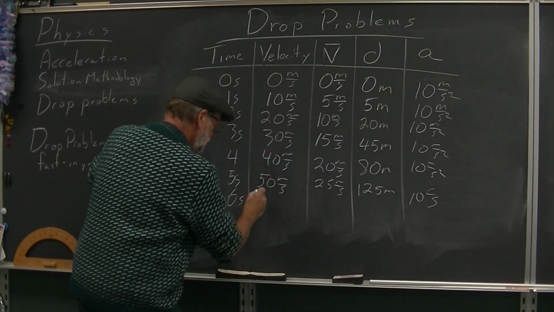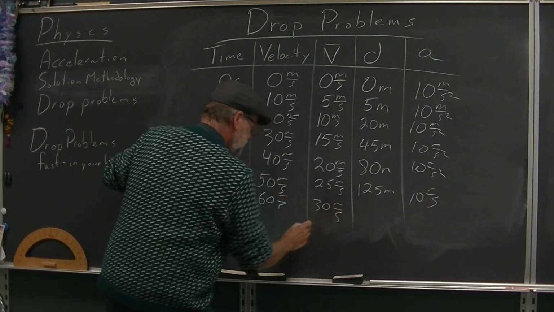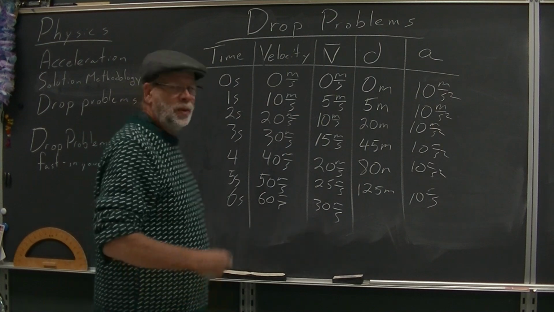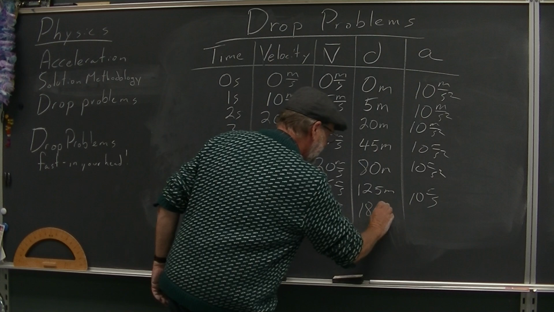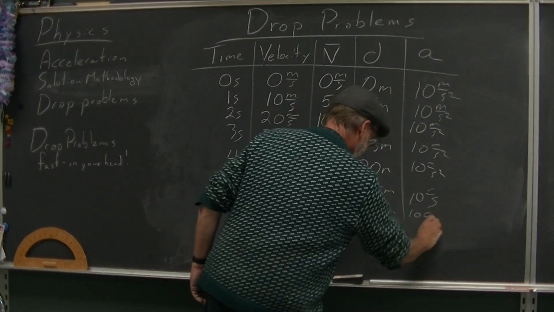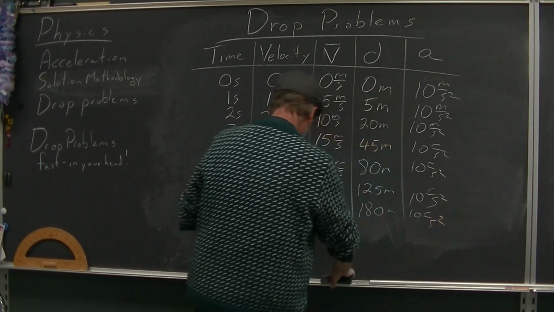6 seconds. We're now moving 60 meters per second. Average is 30 meters per second. 30 meters per second for 6 seconds. Well, 3 times 6 is 18. Put a 0 after it. 180 meters. Oh, meters per second squared. Don't forget the square there.